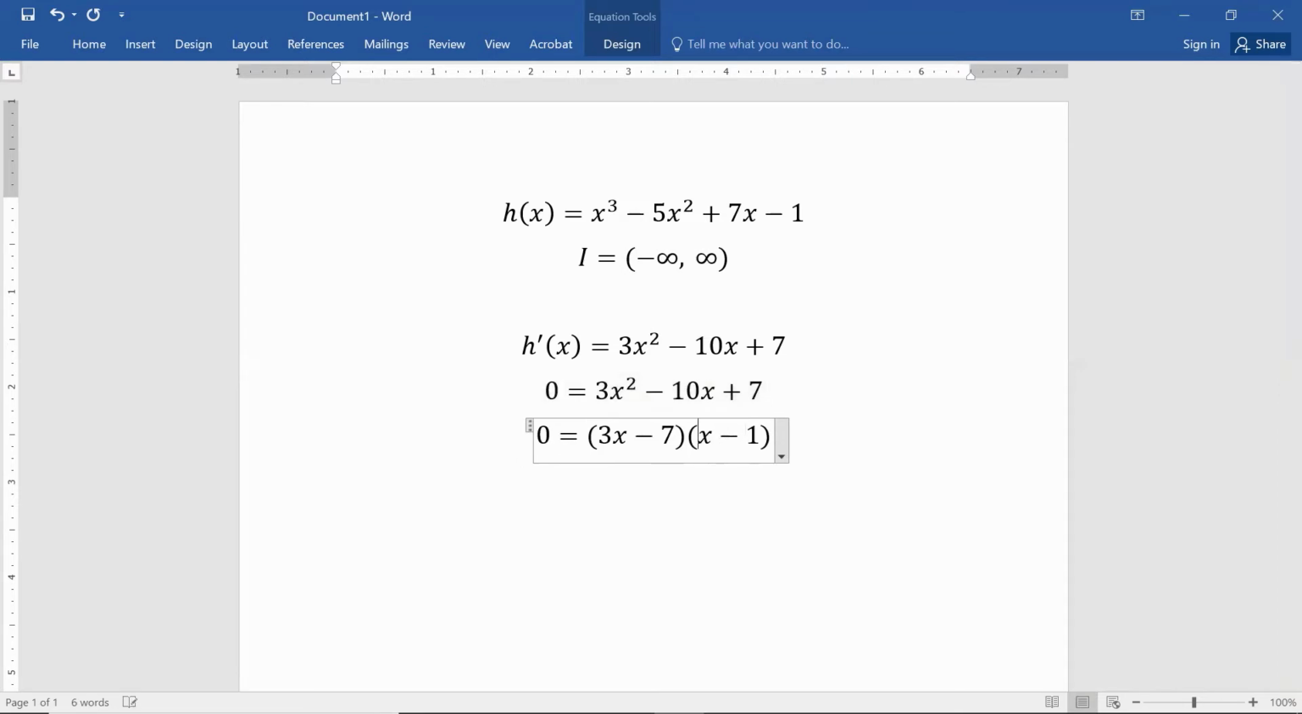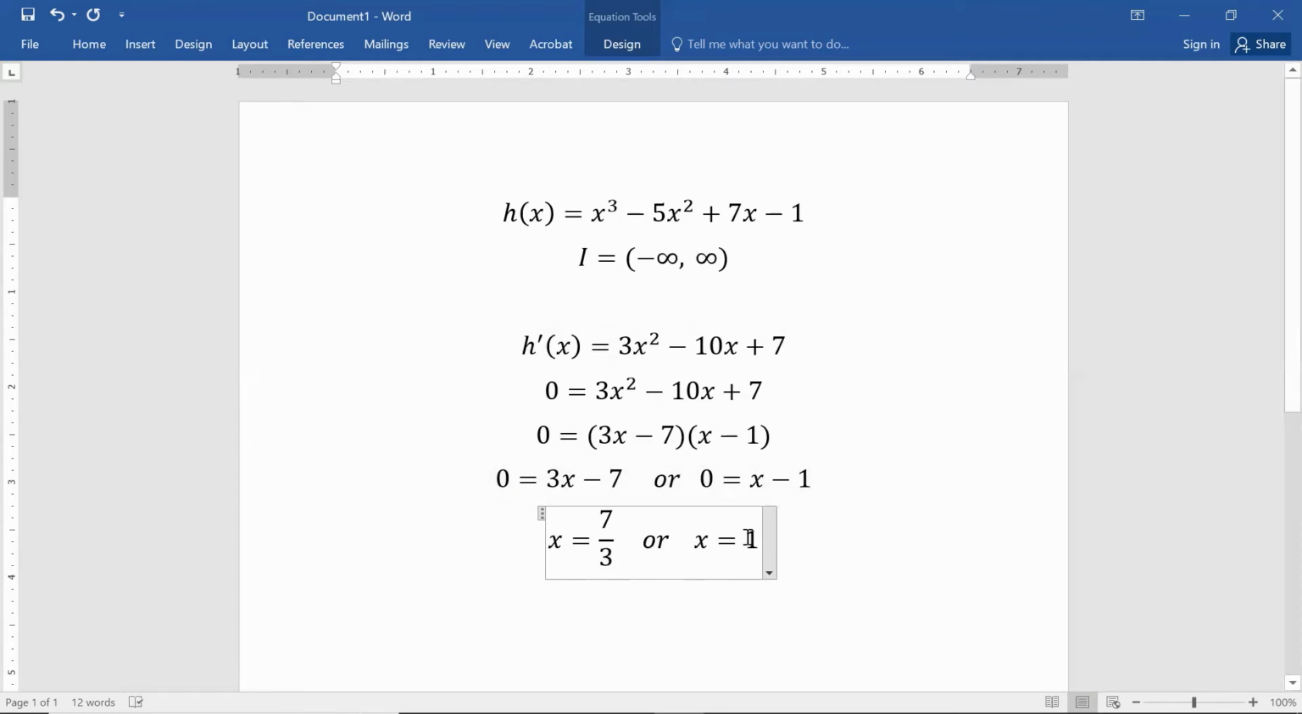So this quadratic factors into 3x minus 7 times x minus 1. The zero factor property tells me that either the 3x minus 7 could be 0, or the x minus 1 could be 0. Solving for x, this means x could be 7/3, or x could be 1.